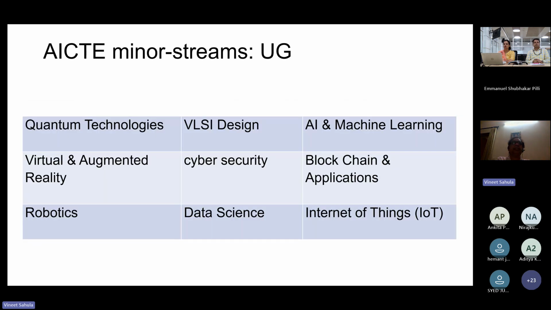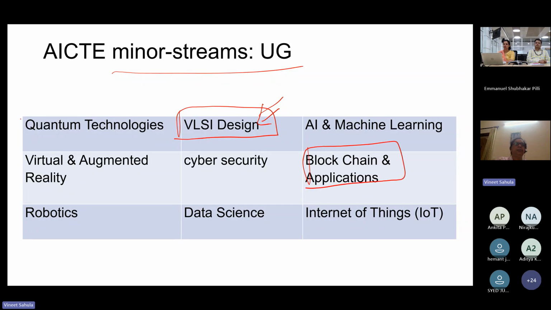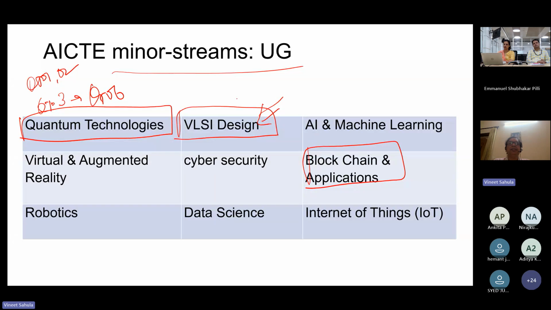These are the minor streams for UG recommended by AICTE. The current program, which is starting today, thanks to Dr. Menka Yadav, is one of the programs in this scheme, VLSI design. We are also offering a joint program for blockchain, heavily attended by more than 1,000 candidates. We are into the third program currently, QT03. QT01 and 02 are over, and we'll go up to QT06 in future. In VLSI design, we are offering the first course and we'll go to 6 courses in due course of time.